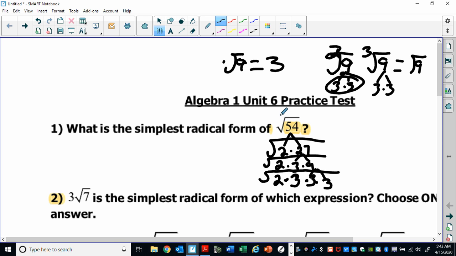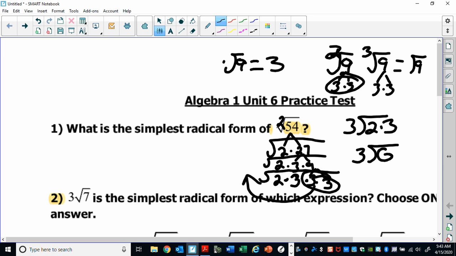Now, because there's no number there, there's an invisible 2. So we're looking for groups of 2. Now, that's the only group of 2 we have. Because we only have one group of 2, we're only going to bring one 3 to the front. That group is going to come to the front as one number, 3. So now what you're going to have left over is 3 times the square root of 2 times 3. Neither of these numbers can be broken down, so this is as simple as it can be. The simplest form is 3 times the square root of 6. That would be your answer.